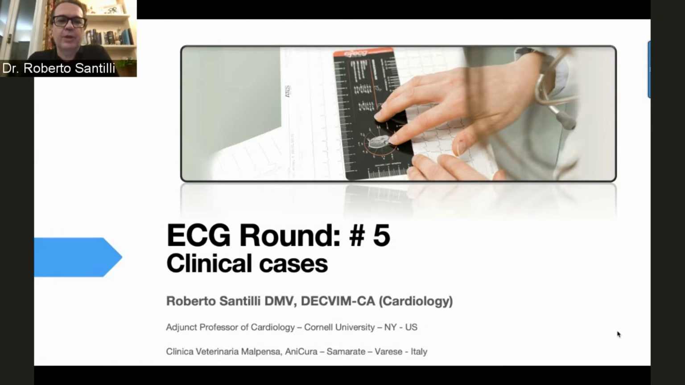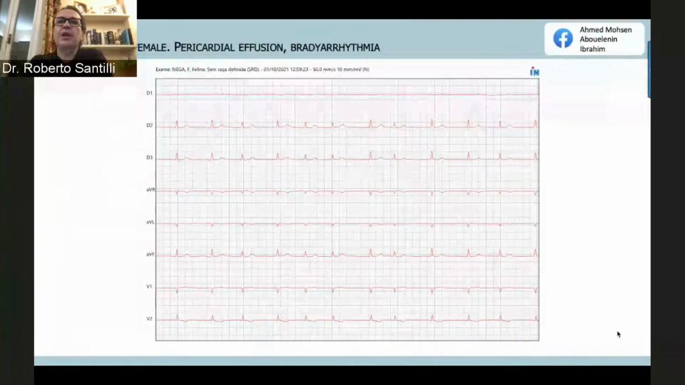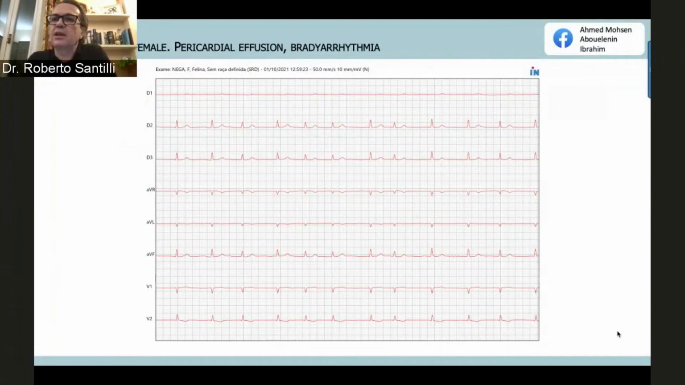So here we are with our fifth ECG round. Today we will finish a few ECGs that we missed last time, and then we will discuss some clinical cases, including all instrumental findings and treatment options.